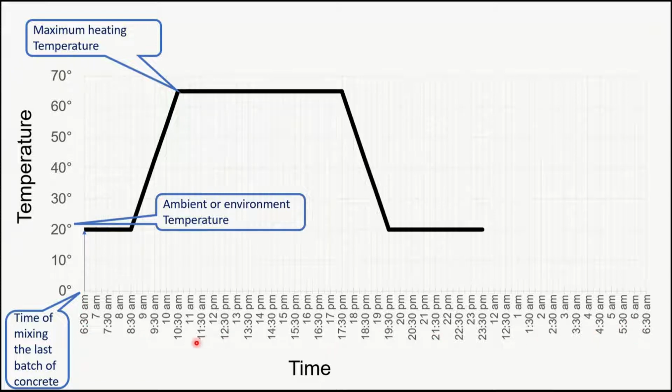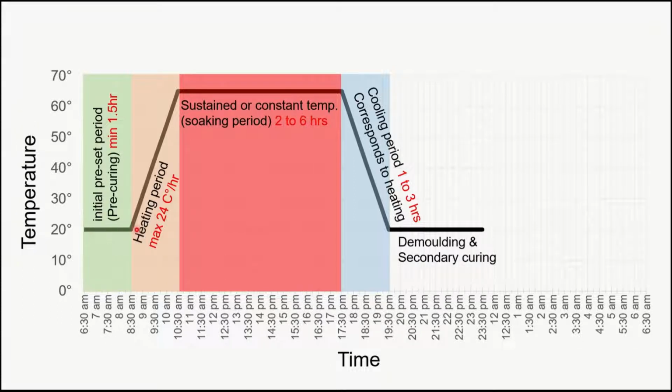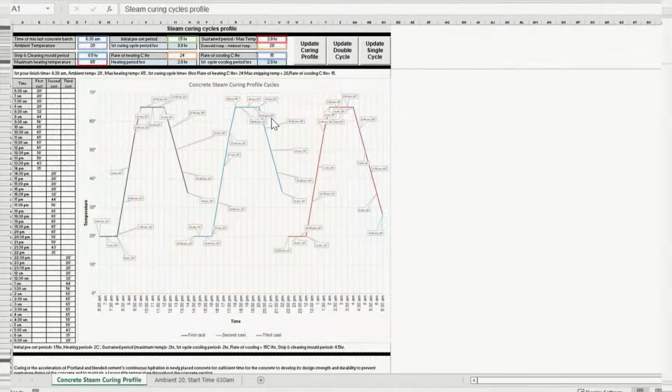And as you see, the time is 24 hours from 6:30 a.m. to 6 a.m. The concrete steam curing cycle is divided into 4 stages: the initial preset stage, the heating stage, the sustained temperature stage, and the cooling stage. I emailed this Excel file to the Concrete National Manufacturing team. I will first show you how to use it, and then I will explain what the probable damages to the product quality when selecting figures outside the standard limit.